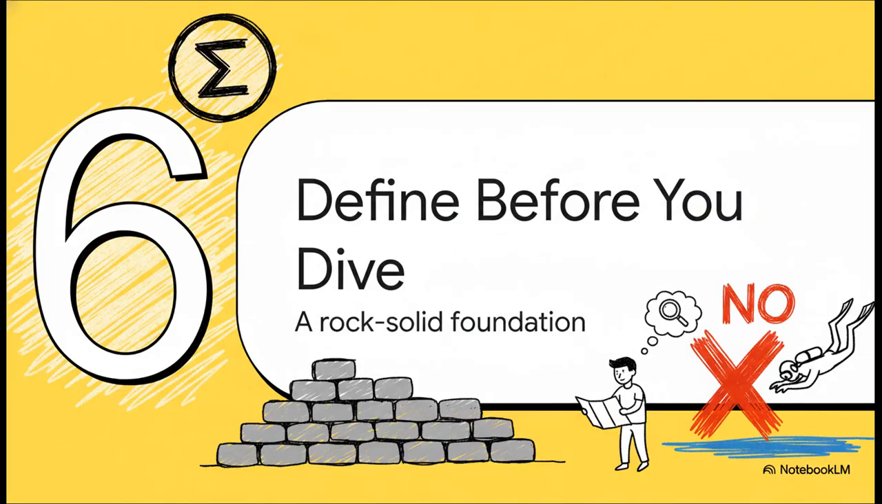Okay, so let's tie this all together. Look, the biggest temptation in any project for any team is to jump straight into fixing things, to start brainstorming solutions. But the most important lesson from Six Sigma is to resist that urge with everything you've got. You have to define before you dive. Every single successful project is built on that solid foundation you create right here in this first phase.